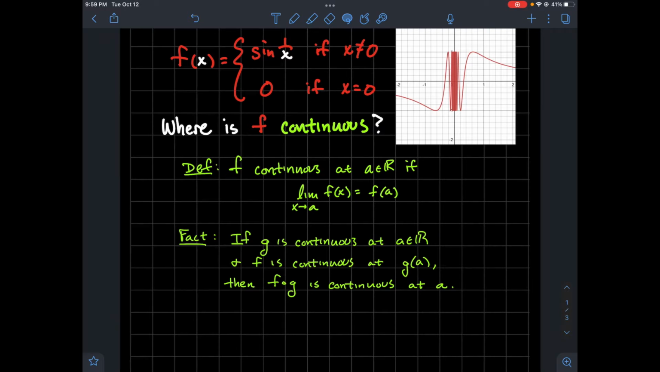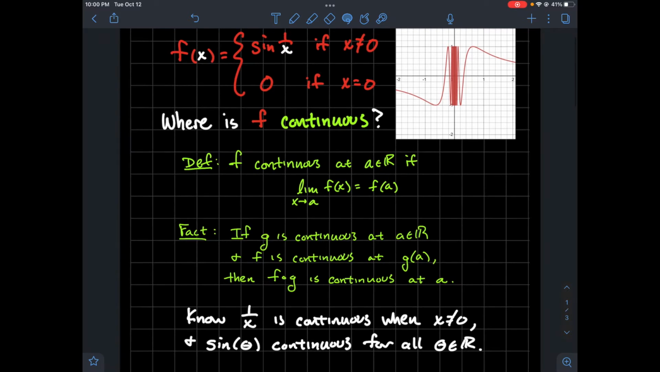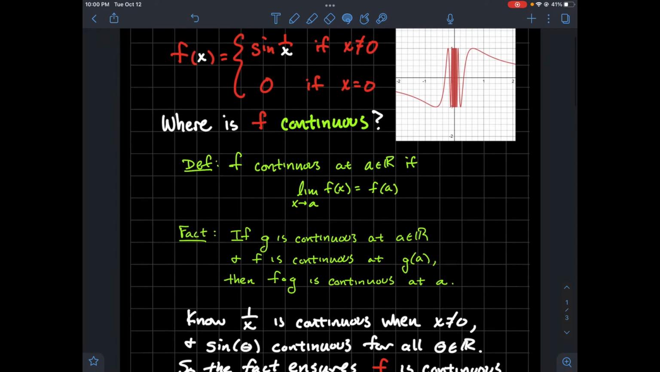And I'm going to try to leverage that fact here, because if I look at the top formula in my piecewise function f here, it looks like I just plugged in 1 over x into sine. And I know that 1 over x is continuous as long as x is non-zero, and I know that sine is continuous for all real numbers. So what we can say based on our fact is that the composition ought to be continuous as long as x is non-zero. So what remains to explore is what can I say about this function as far as continuity goes at the origin. So it's continuous everywhere else, but I don't know what happens at the origin.